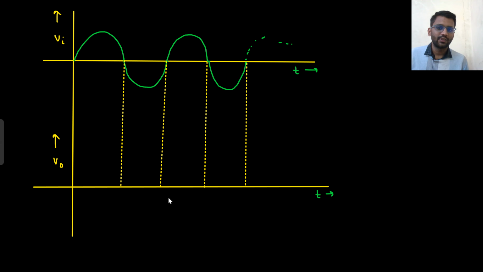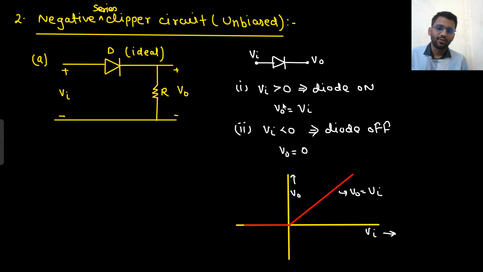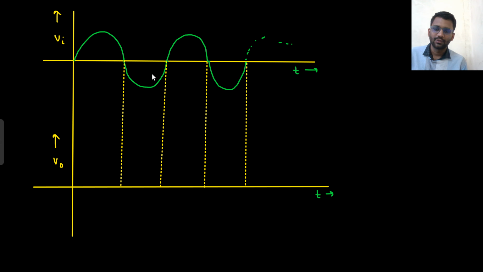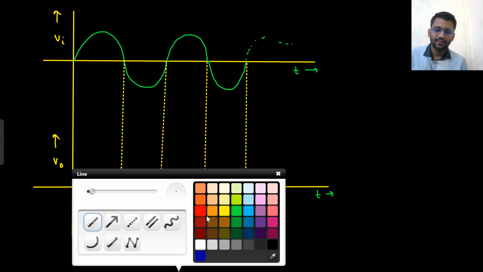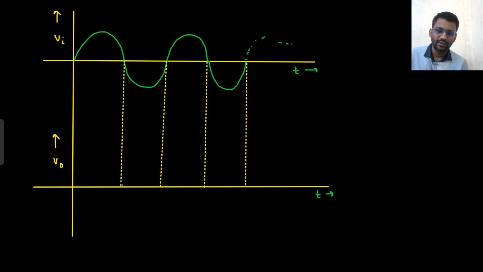Now you can draw for sinusoid as well. So only for greater than 0, V naught equals V in. For less than 0, output will be 0. So for all these values, your output will be 0. Only for these values, V naught is equal to V in.